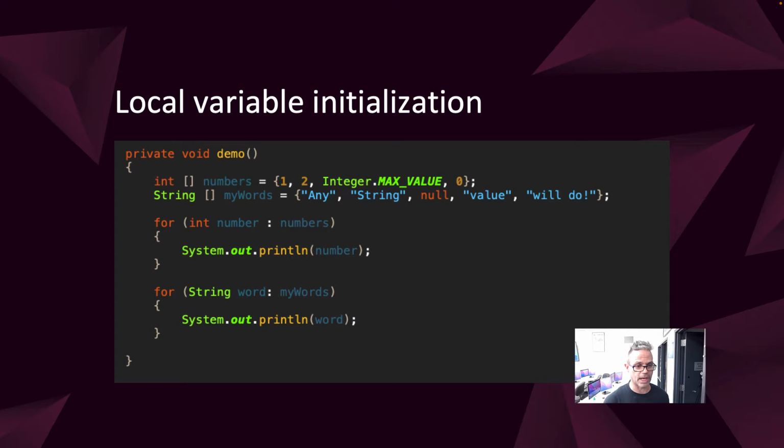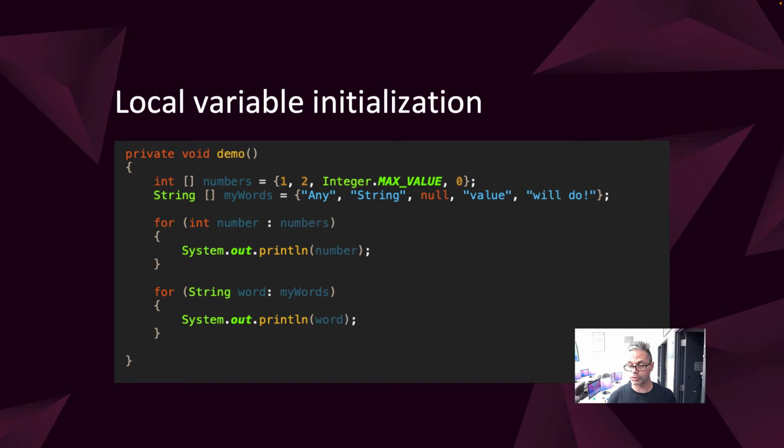So here's two examples of this in code. I have an int array numbers, and I'm assigning to that using those curly braces again, 1, 2, Integer.MAX_VALUE, which automatically gets that default int value of maximum value of 2 billion and change, and 0. And then I have my string array words, and my words is equal to any string, and then null because it's an object, so it'll automatically fit there, and then value will do. And so we can put any type of string value in that array all at once, and it puts them in that sequence right there.